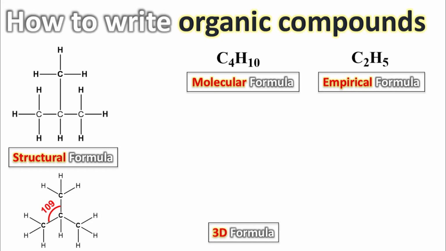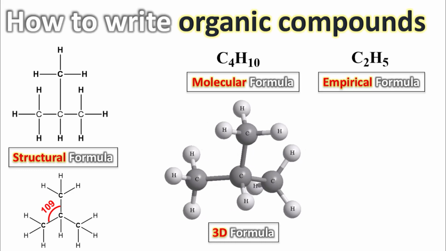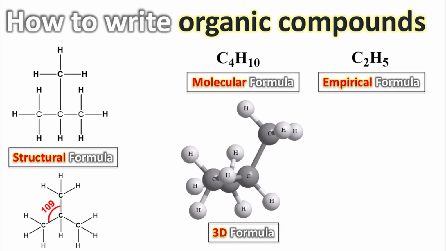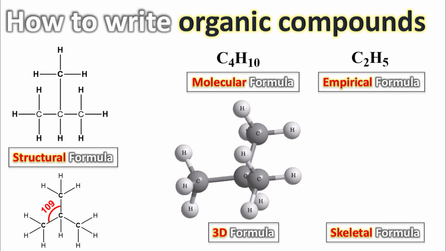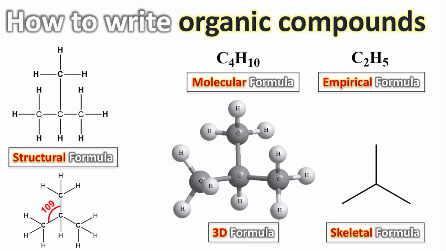Also draw the 3D formula as follows, where all bond angles between atoms in the molecule are equal to 109 degrees. Write the skeletal formula as follows by hiding the CH bonds and representing each carbon atom by a dot, where each of the 3 terminal carbon atoms is attached to the central carbon atom by a single bond, so the 3 terminals are CH3 groups, while the central carbon atom is attached to 3 terminal atoms by 3 single bonds, so the central atom is a CH group.